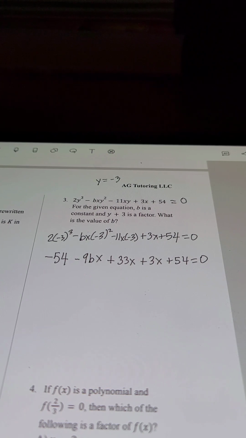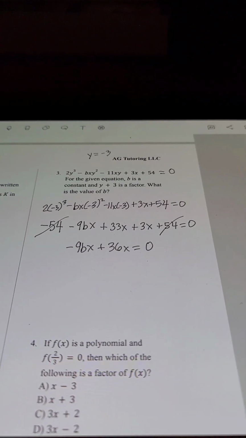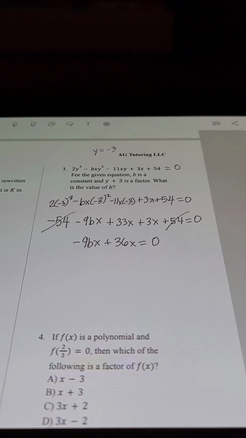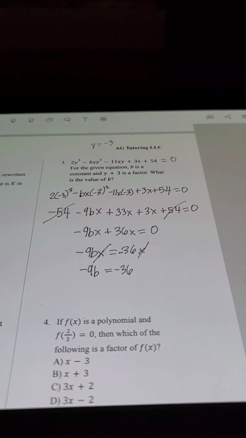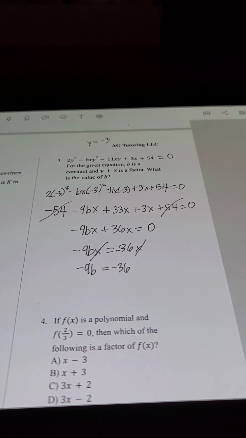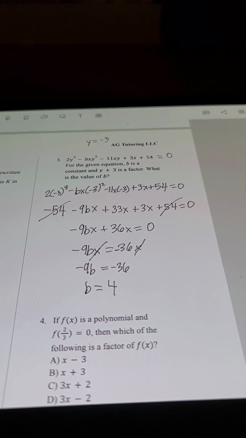Now I see negative 54 and 54 easily cancel out, so I'm going to do that. And I'm going to combine my terms of 33x and 3x, and I get this. Now, remember, I want to solve for what b is, so I'm going to subtract 36x from each side, but still the x's cancel out. And then now I'm going to divide each side by negative 9 to get b completely by itself. And I get that b should be positive 4, so that's my answer.